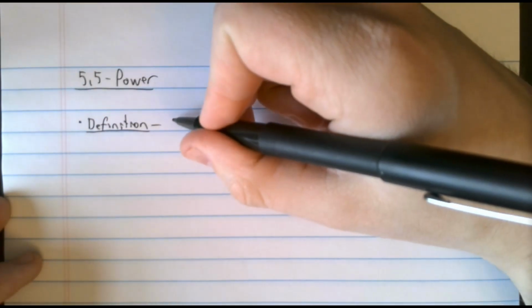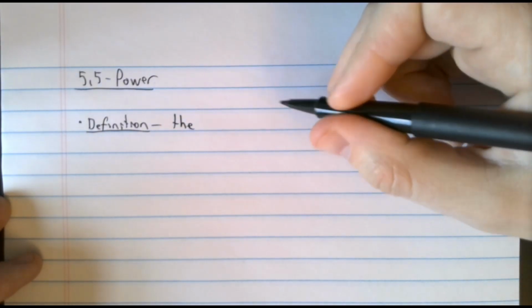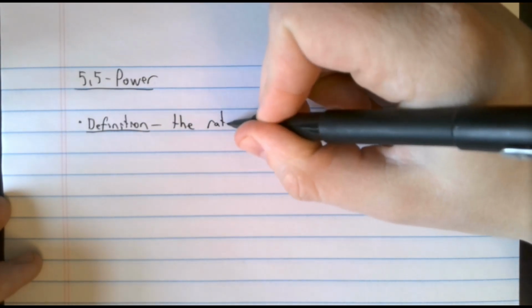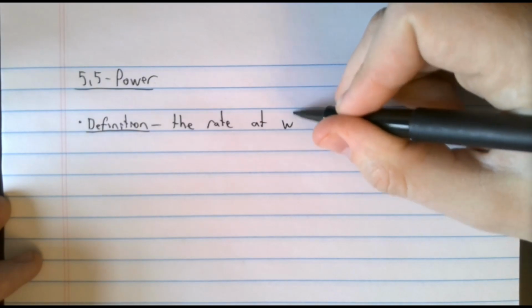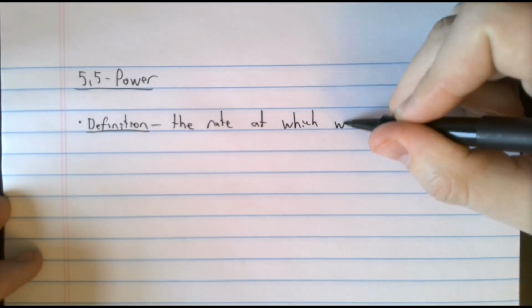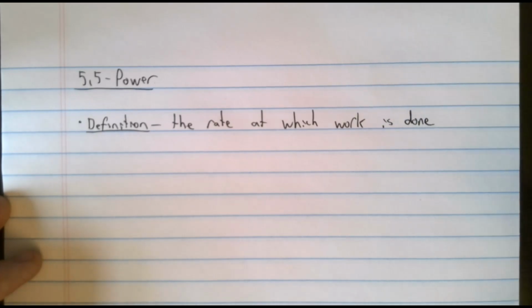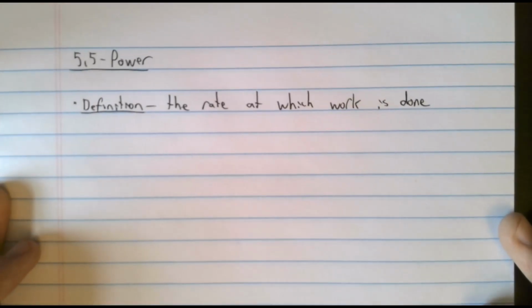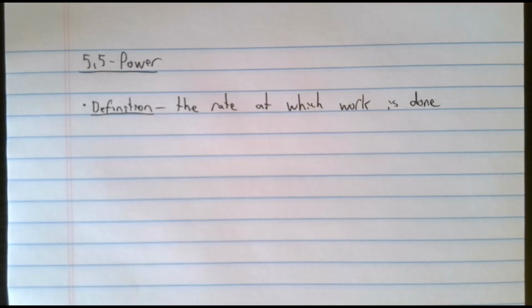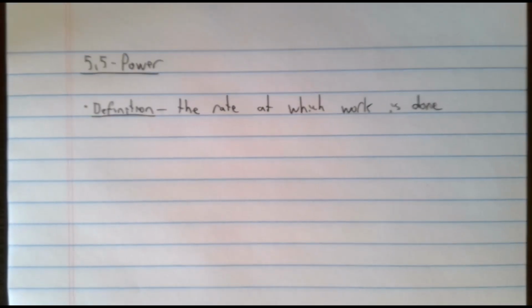Our definition is the rate at which work is done. The rate at which work is done. That's our definition for power. There's going to be 3 equations total for this, but we'll start out with 2.